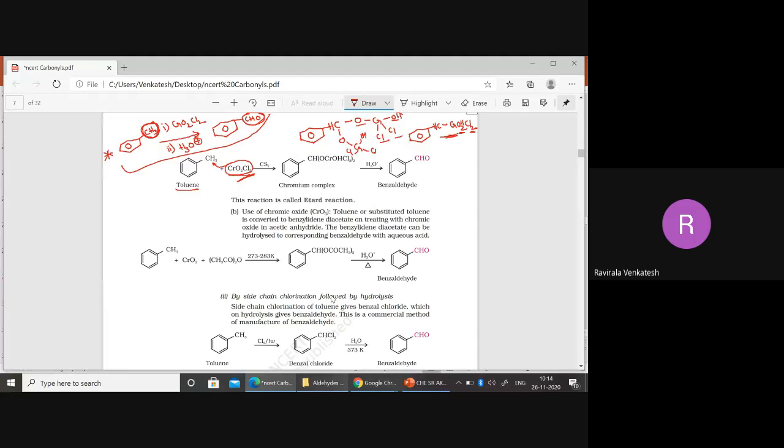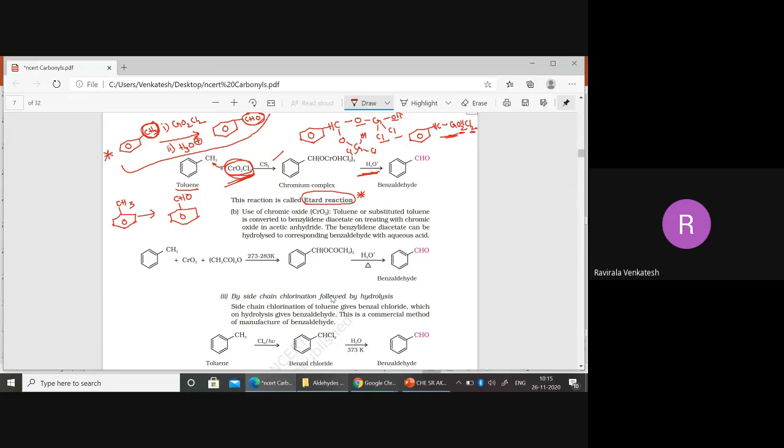Now, this reaction is called the Etard reaction. The name of the reaction is the Etard reaction. Now, what is happening here? Toluene is converted into benzaldehyde. The reagent we have taken is chromyl chloride in presence of H plus. Leave CS2, leave it, because many reagents will make you doubtful and you will be unable to remember all these things. Simply remember chromyl chloride, CrO2Cl2 in presence of H plus.